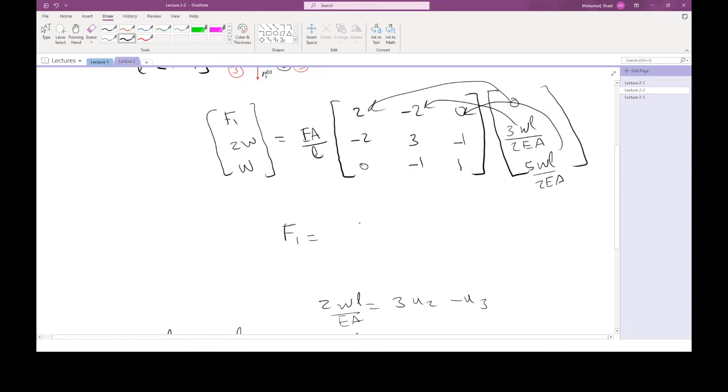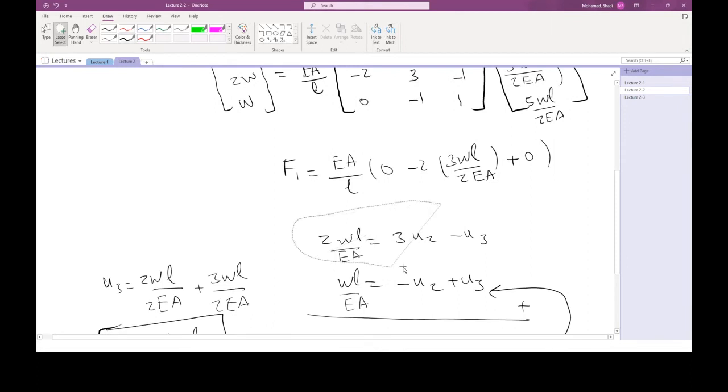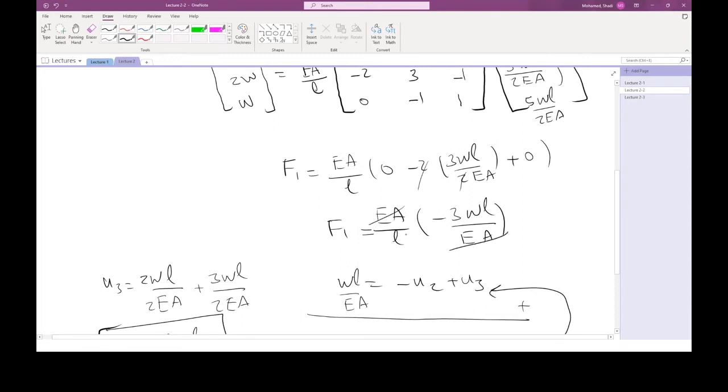So I have F1 is equal to 0, because 0 multiplied with 2, this is 0. First, I just write EA over L, not to forget that. It is 0 multiplied with 2, minus 2 multiplied with 3WL over 2EA. And then I have 0 multiplied with 5, so this is 0. So if we look into this expression here, what you have in there is just simply EA over L multiplied, minus 2 with 2 is going to cancel together. I'll be left with minus 3WL over EA and add it to 0. So this is only equal to F1. EA is going to cancel away with EA, L is going to cancel with the L, and I'll be left with minus 3. So F1 is equal to minus 3.